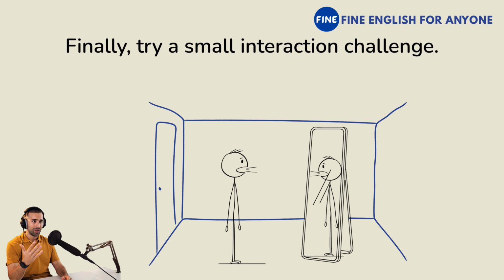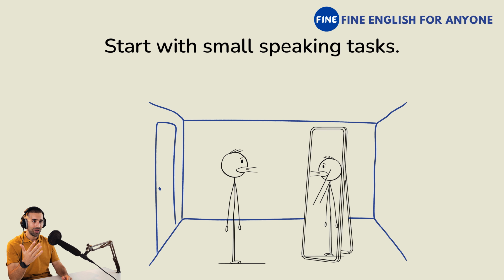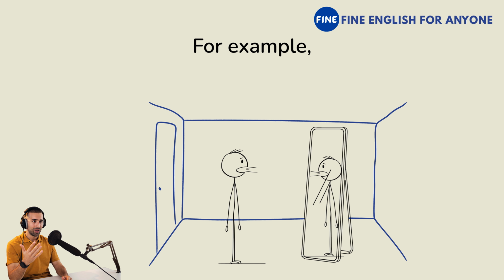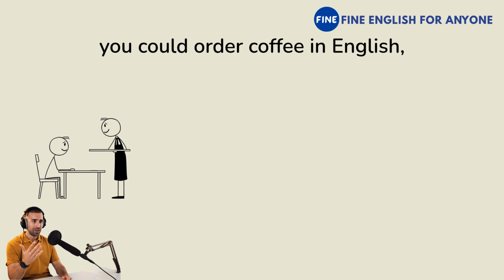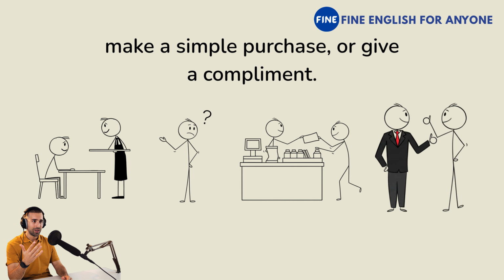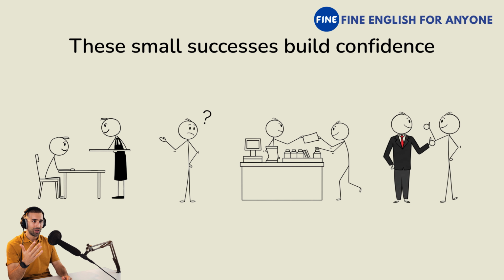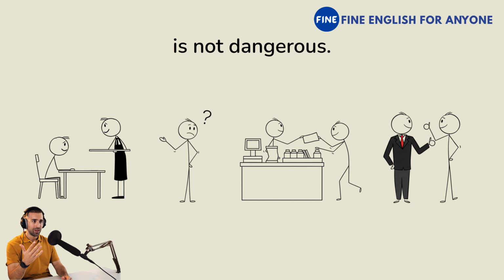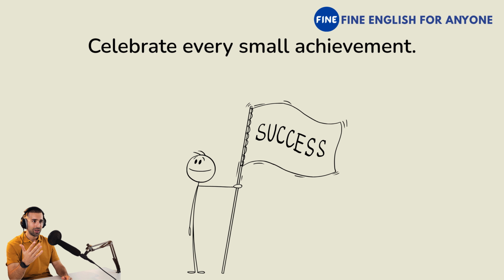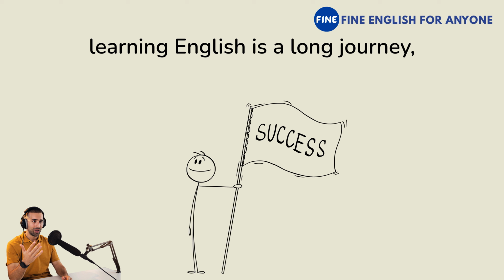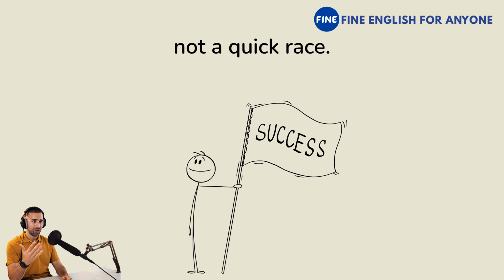Finally, try a small interaction challenge. Start with small speaking tasks. Don't aim for a long conversation immediately. For example, you could order coffee in English, ask for directions, make a simple purchase, or give a compliment. These small successes build confidence and show your brain that speaking English is not dangerous. Celebrate every small achievement. Remember, learning English is a long journey, not a quick race.